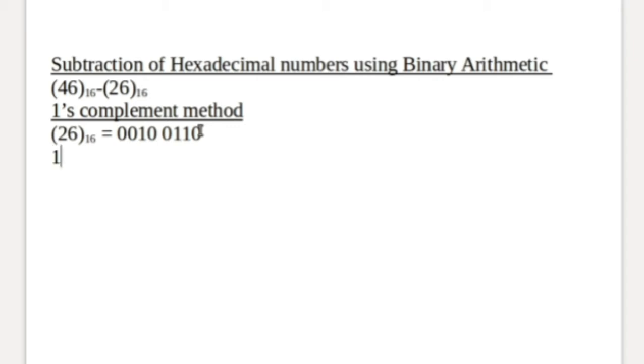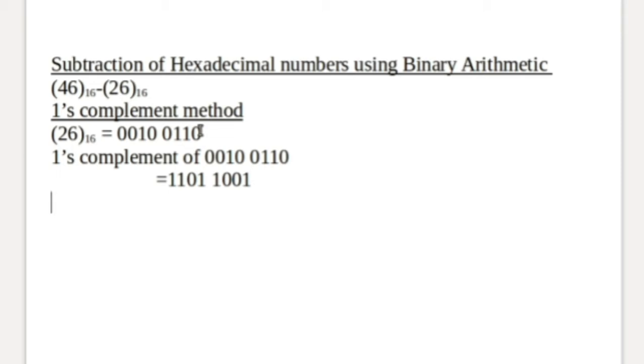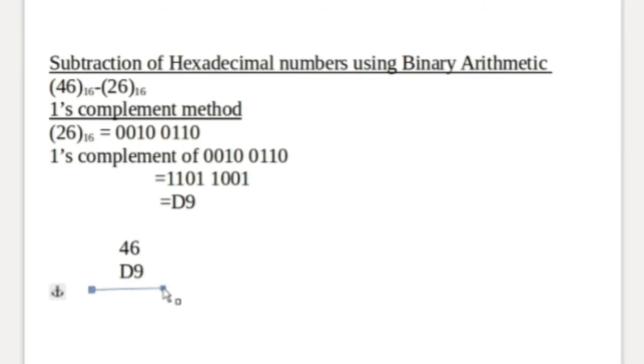Then take the ones complement of this number. The ones complement of 0010 0110 is 1101 1001. We can write this in hex, that is D9. Next we add the numbers 46 and D9.